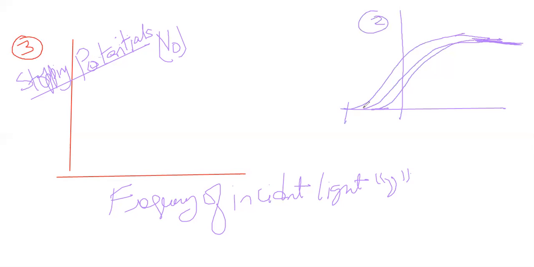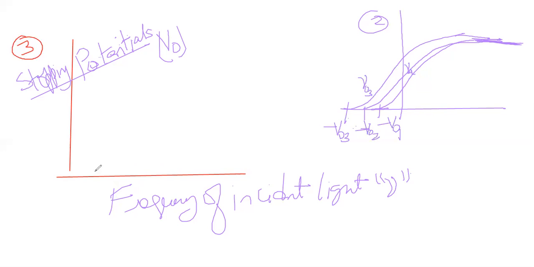What you are observing here is the maximum current. On the x-axis, we have minus V03, minus V02, then minus V01. These are different stopping potentials, and each has its own threshold frequency, is it or not? Nu naught 3 is greater than nu naught 2, which is greater than nu naught 1.